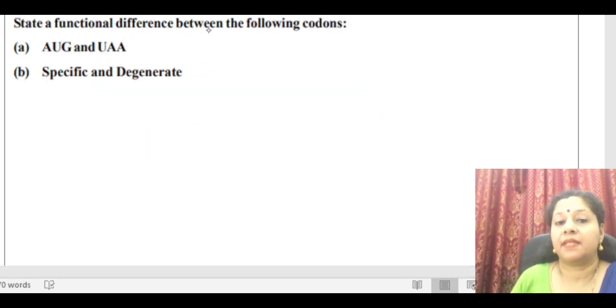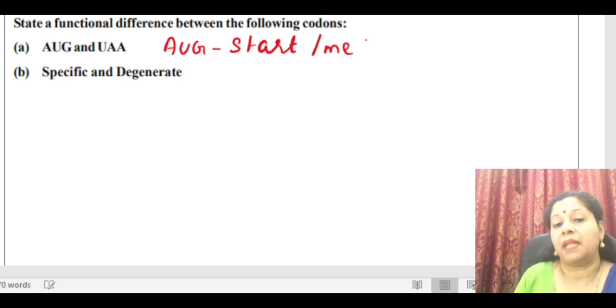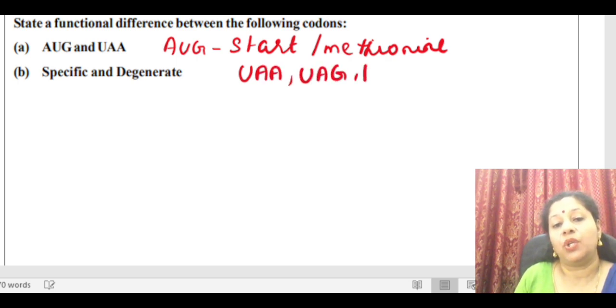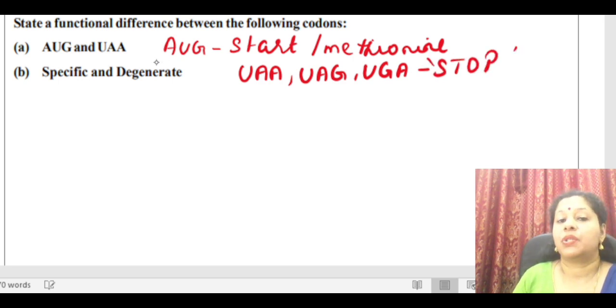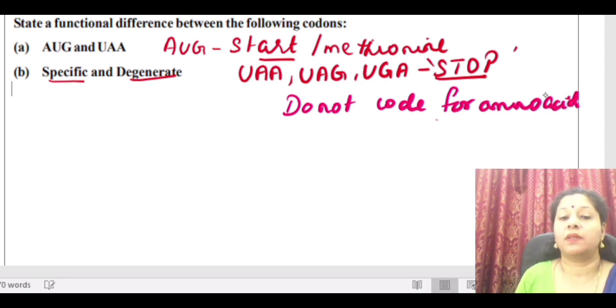State a functional difference between the following codons, AUG and UAA. We know AUG is a start codon for the translation process, and also it codes for methionine. It has a dual function, that is another question. Whereas UAA, UAG or UGA, these three are stop codons. So a start codon and a stop codon. They do not code for any amino acids, unlike the start codon, and these are called nonsense codons.